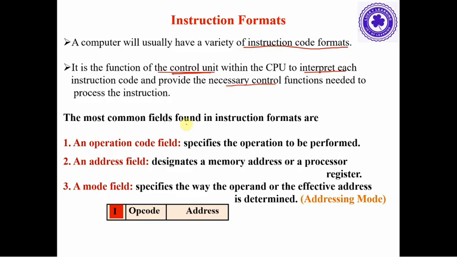The most common fields found in the instruction formats are operation code field, address field, and mode field. The I bit is called the mode bit, followed by opcode and address. When I is 0, it is called direct address, and when I is 1, it is called indirect address. The address field designates either a memory address or a processor register. And the operation code field specifies what type of operation is to be performed.